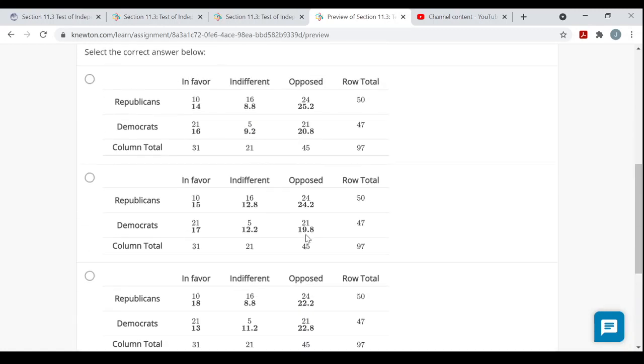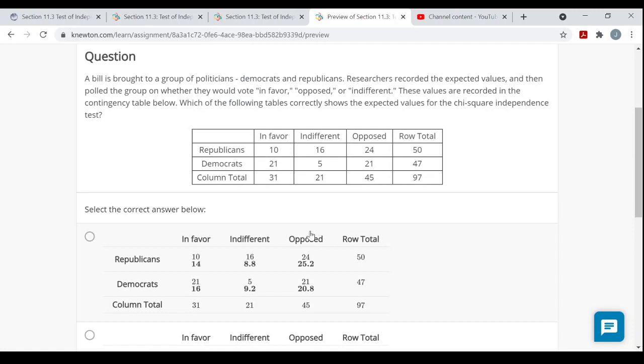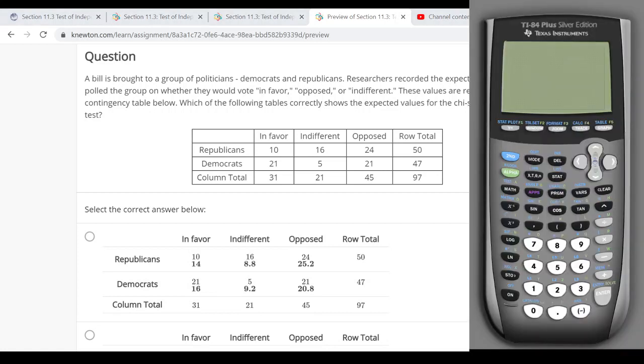Now, if you want to do this really quickly on your calculator, to find all these expected frequencies for each cell in my table, let me bring up the calculator. Like I said, this is 2 rows for the political party, and 3 columns for how they'd vote. If we were to run an independence test, we'd be trying to determine if the political party and how they vote are independent, or do they have some sort of relationship.